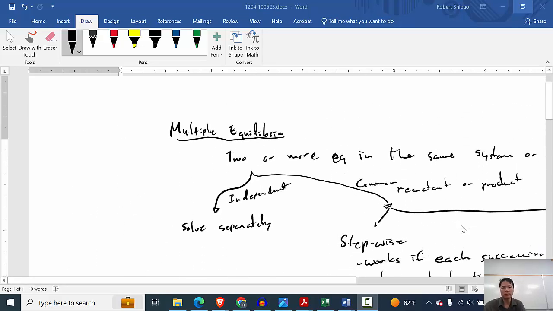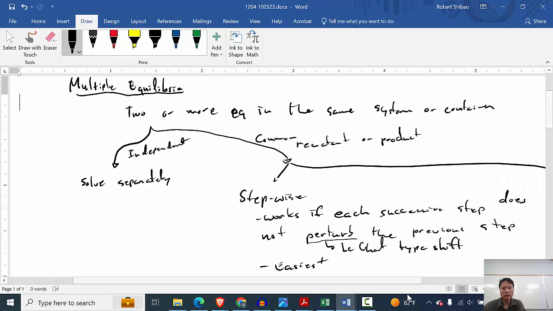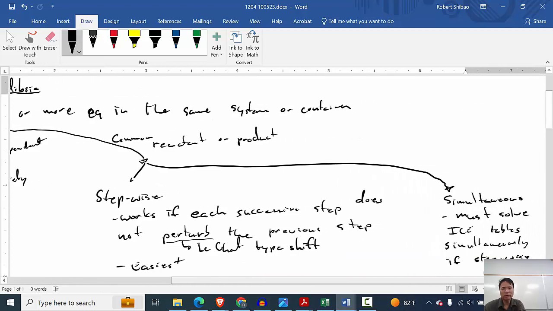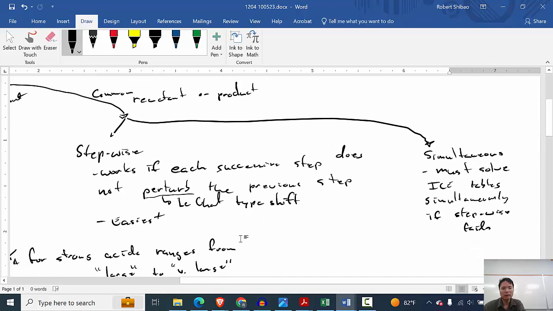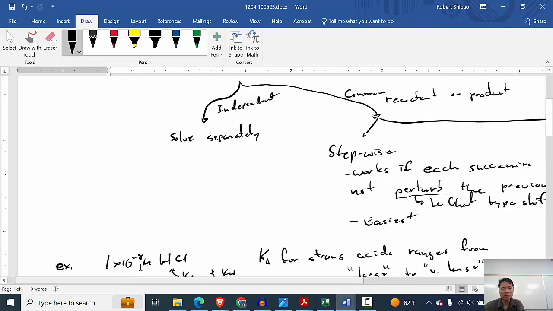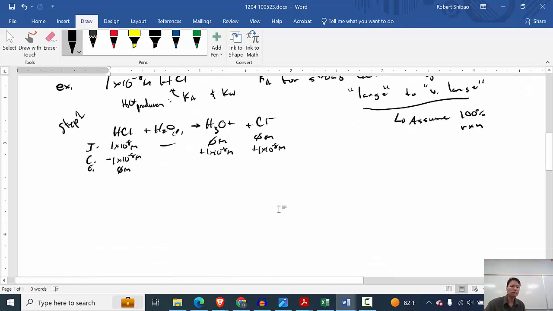So let me just scroll up. So normally what we do is we just try the easiest way first, which is stepwise. And then these two equilibria have a common reagent, hydronium. And so I can't solve these independently of one another. And so here I'm going to have 1 times 10 to the minus 8 molar and 1 times 10 to the minus 8 molar.